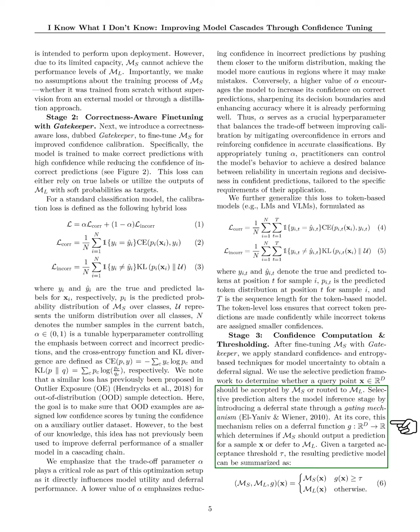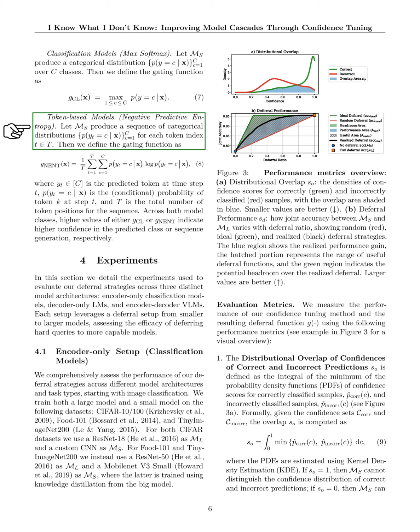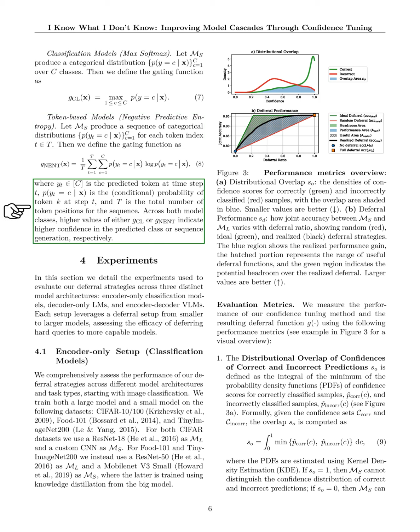We introduce a gating mechanism that determines if M_S should make a prediction or pass the query to M_L. This mechanism uses a deferral function that assesses whether to accept or defer based on a set threshold. For classification models, we define the gating function based on the categorical distribution produced by M_S. For token-based models, we define it using the sequence of categorical distributions for each token. Higher values from these gating functions indicate greater confidence in the predictions.